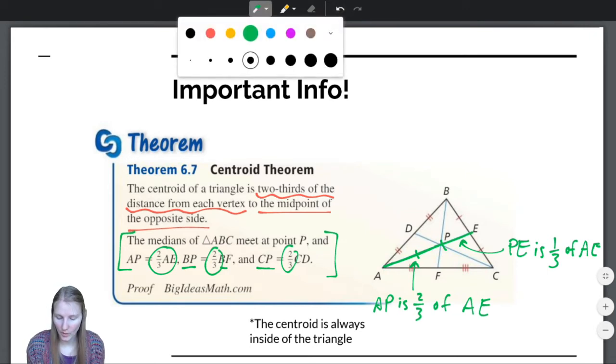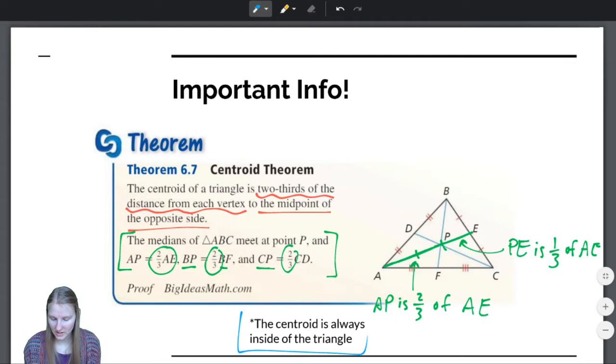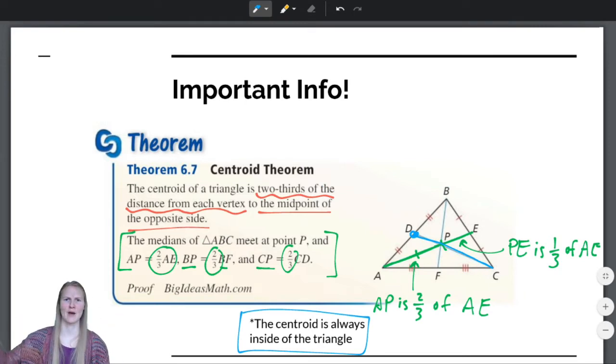It is also important to note that the centroid is always inside of the triangle. Because we're taking the midpoint of a side and connecting it to the opposite vertex, there is no way that any one of those could go outside of the triangle. So the point of concurrency, or the point where they all meet, there's no way that that could be outside of the triangle. So the centroid is always inside of the triangle, which makes sense, right? Your center of mass can't be outside of your body. The center of mass has to be within the object, so that makes sense. Alrighty.